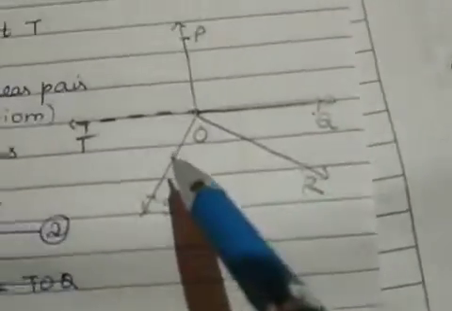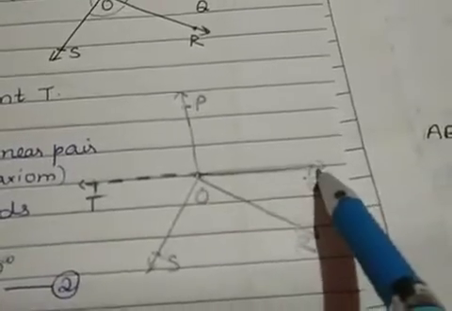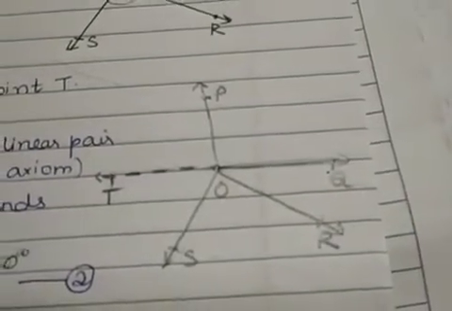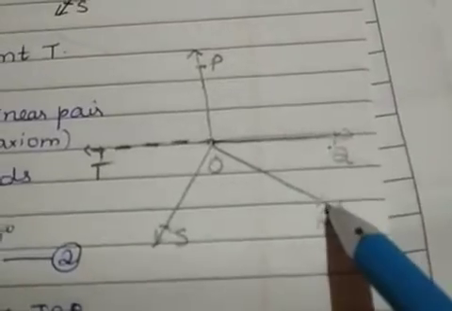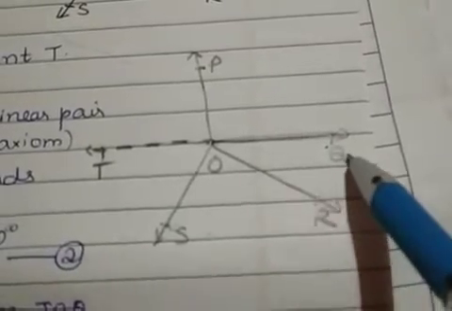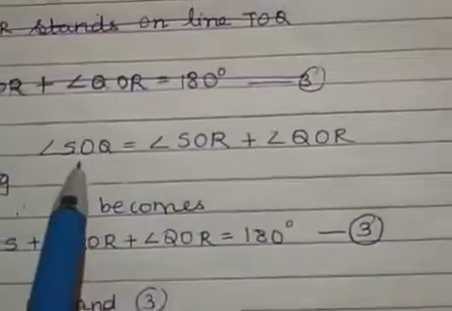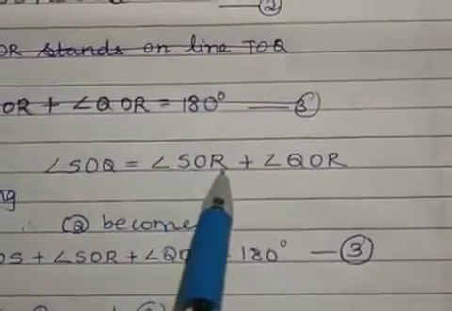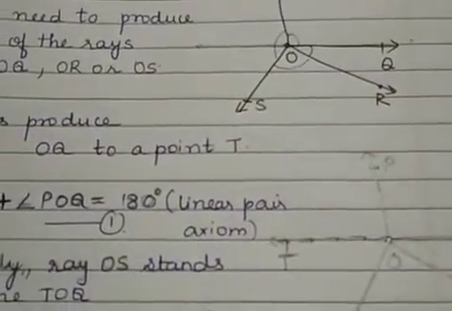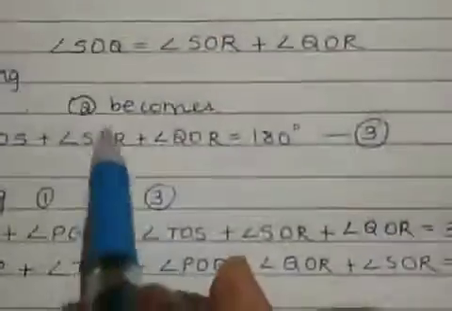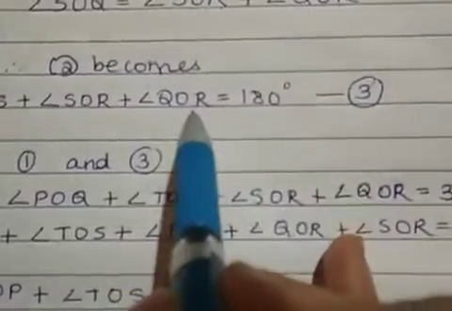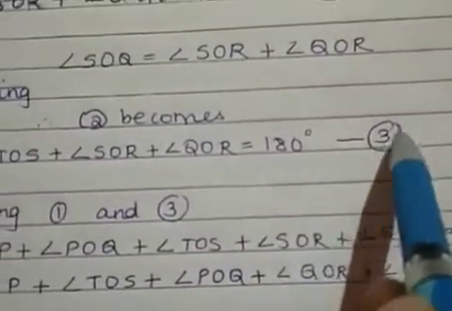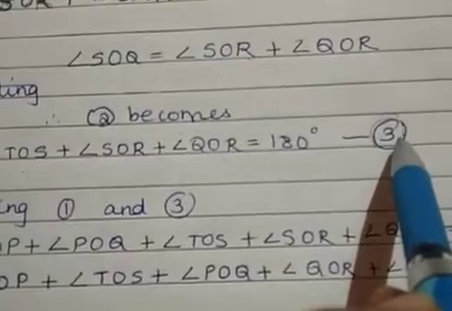Now if you look at the figure, angle SOQ is made up of two angles. Which are they? They are angle SOR and angle ROQ. So I can write angle SOQ as angle SOR plus angle QOR. So let me substitute for angle SOQ in equation 2. If I substitute, I get angle TOS plus angle SOR plus angle QOR is equal to 180 degrees. Let us number this equation as 3.